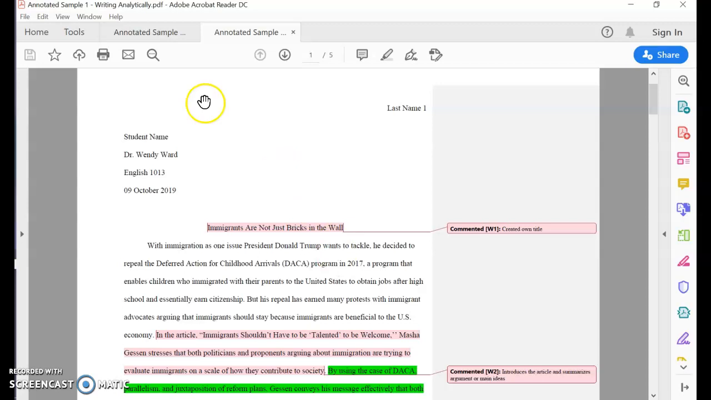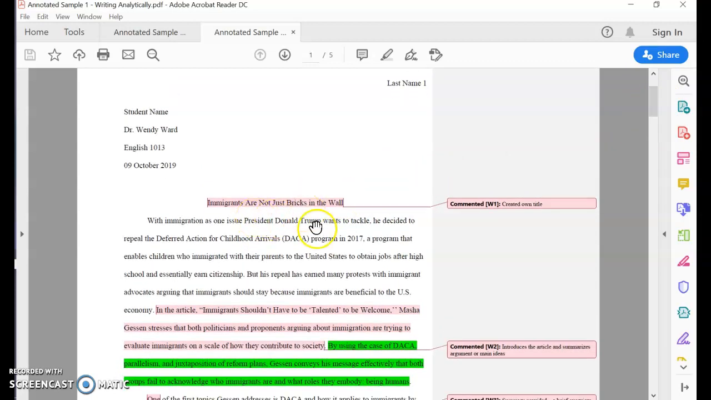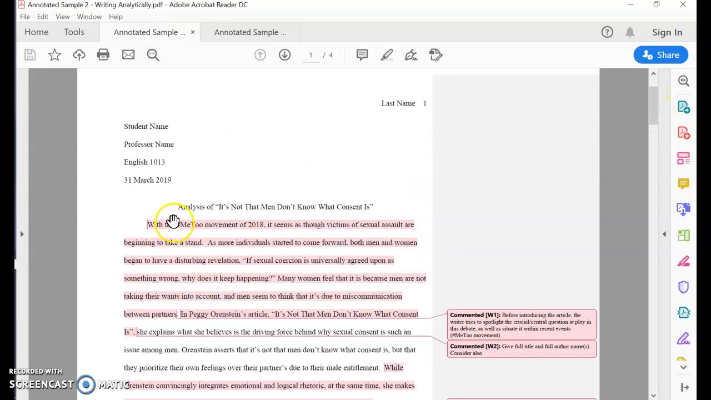Just starting off, most of you did this in your drafts, I think, but make sure you have the appropriate header and page numbers. Some of you had questions about the title. I'm not too picky, honestly. This student created her own title. This one's about immigrants, but that's not the title of the article itself; obviously she's playing on the idea of the wall. This other one took the more traditional approach and just said "Analysis of" and gave the original title.